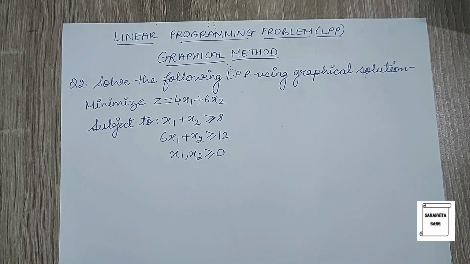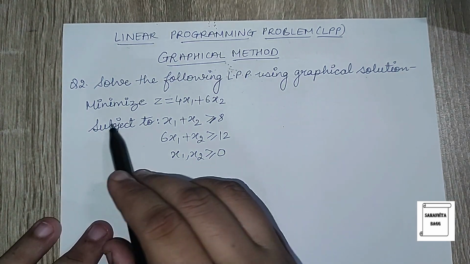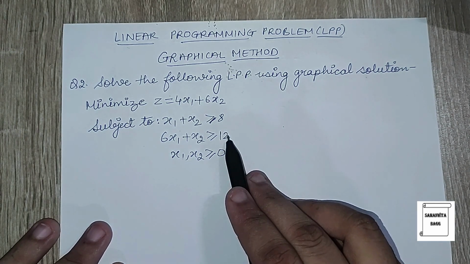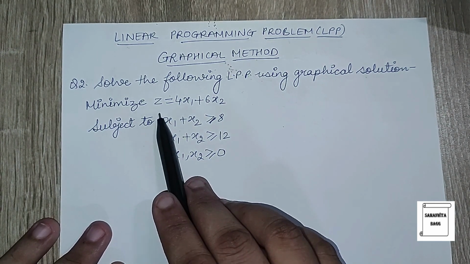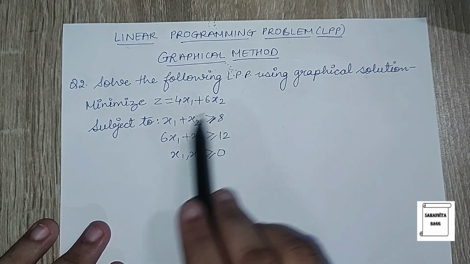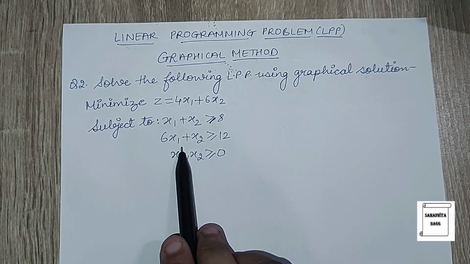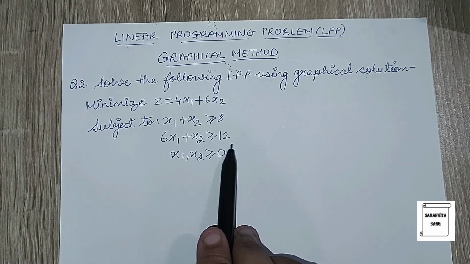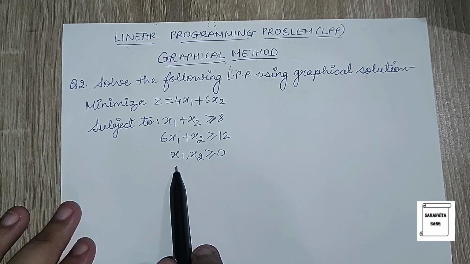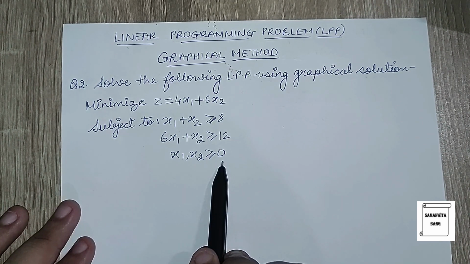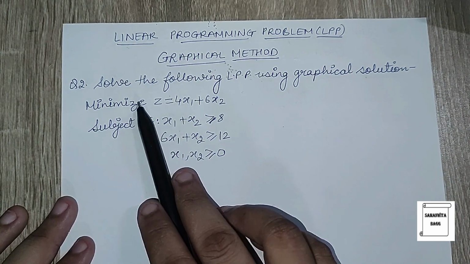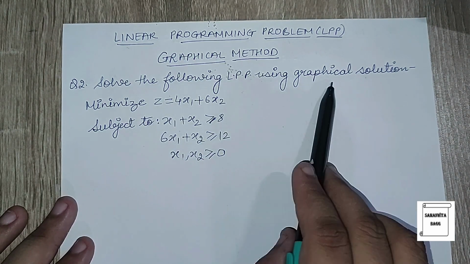In this session, we are going to discuss linear programming problem using graphical method. We are solving the type 2 problem where we are going to discuss about the minimization type of problem with two constraints. So the equation given is Z is equal to 4x1 plus 6x2 subject to constraints x1 plus x2 greater than equal to 8, 6x1 plus x2 greater than equal to 12. Non-negativity constraint is x1, x2 is greater than equal to 0. You have to solve the problem using graphical solution.